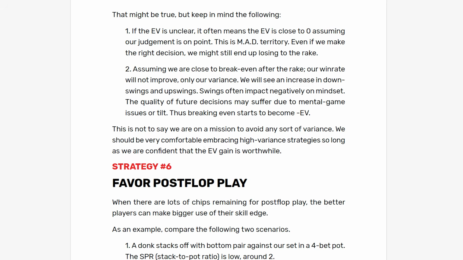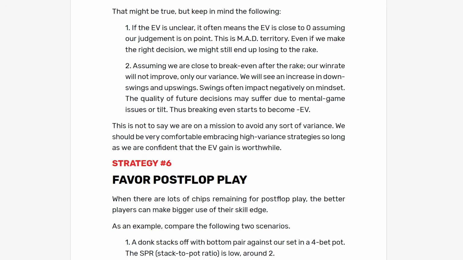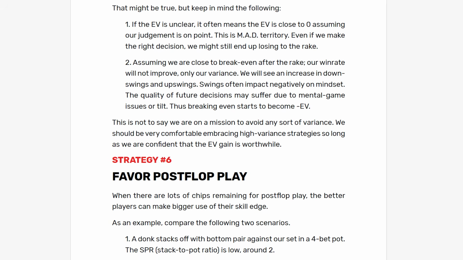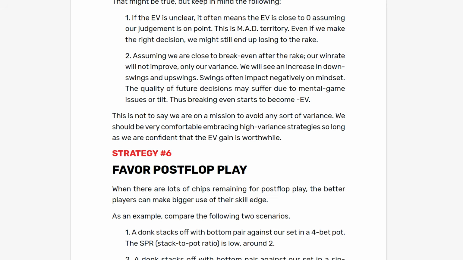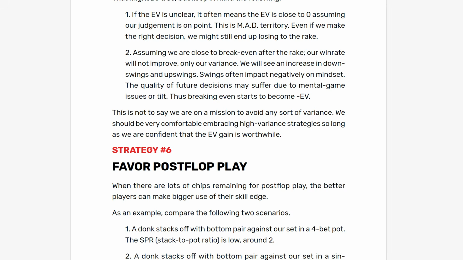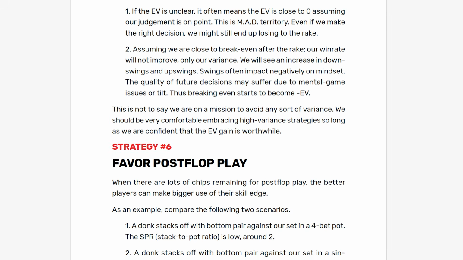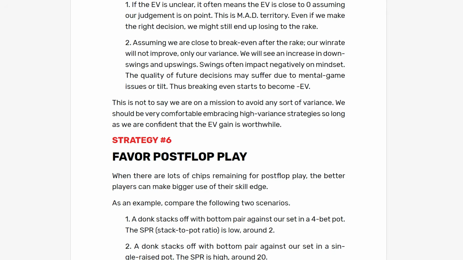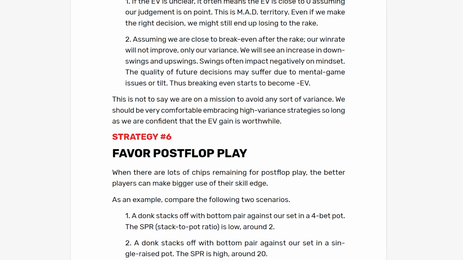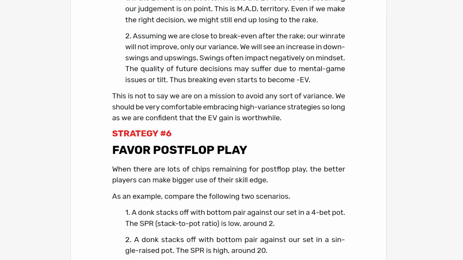Even if we make the right decision, we still might end up losing to the rake. 2. Assuming we are close to break even after the rake, our win rate will not improve, only our variance. We will see an increase in downswings and upswings. Swings often impact negatively on mindset. The quality of future decisions may suffer due to mental game issues or tilt. Thus, breaking even starts to become negative EV.